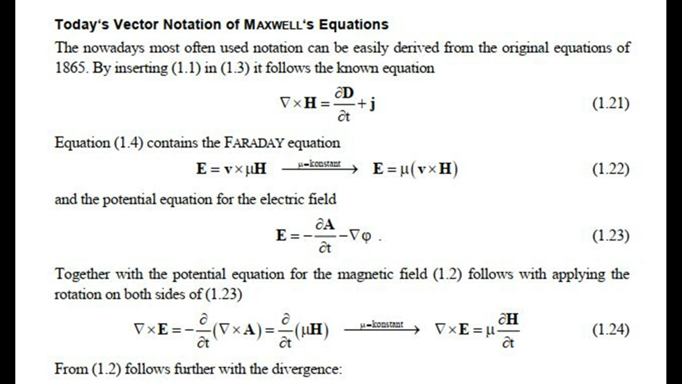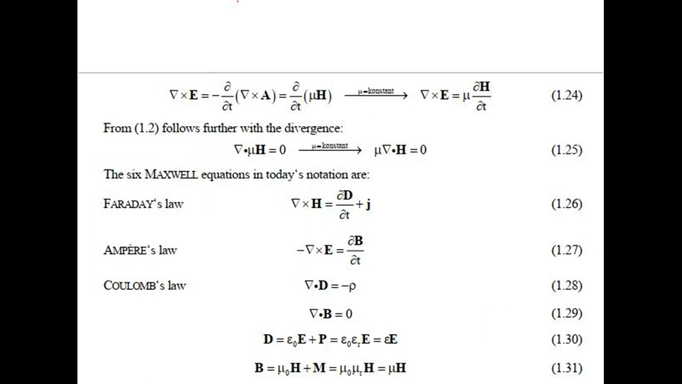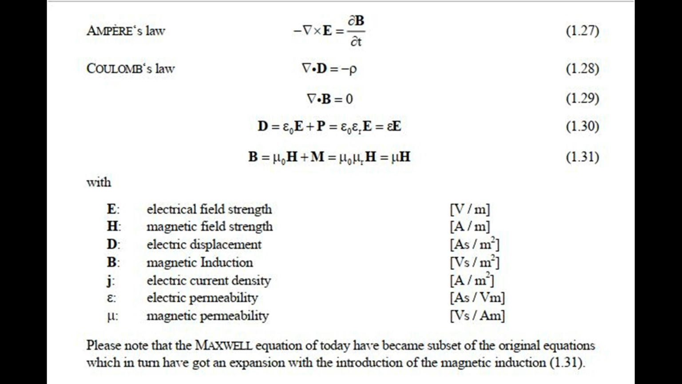The 6 Maxwell equations in today's notation are Faraday's law, Ampere's law, Coulomb's law, with E, electrical field strength, volts per meter; H, magnetic field strength, amperes per meter; D, electric displacement, ampere seconds per square meter; B, magnetic induction, volt seconds per square meter; J, electric current density, amperes per square meter; E, electric permeability, ampere seconds per volt meters; M, magnetic permeability, volt seconds per ampere meters.